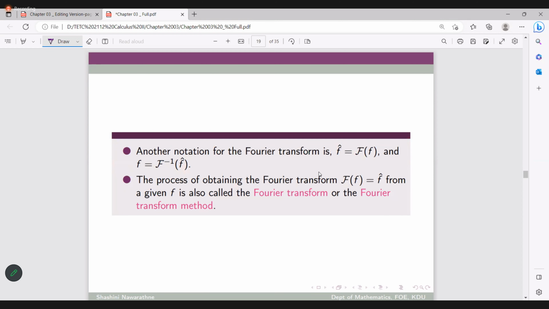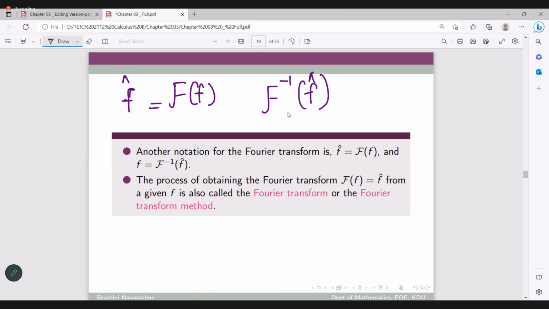Okay, another notation. We use this script F to represent f hat w. As we used the letters C and S in the Fourier cosine and sine transforms, in the complex Fourier transform we are not using those letters. We use only this letter F to represent the Fourier transform, and we use F inverse to represent the inverse Fourier transform.